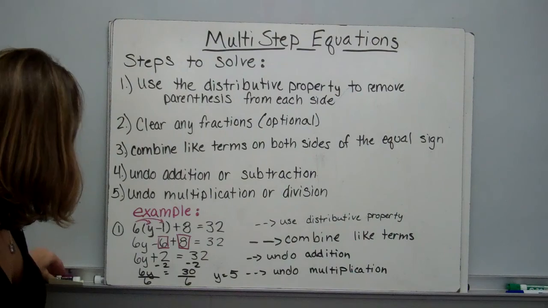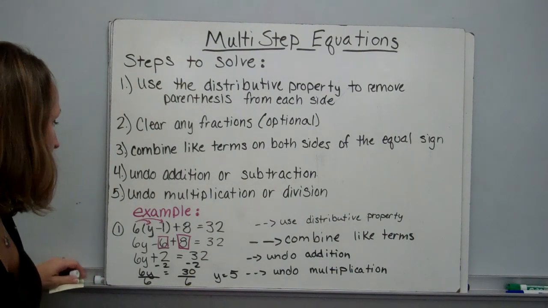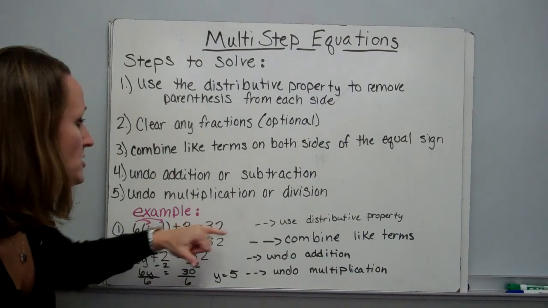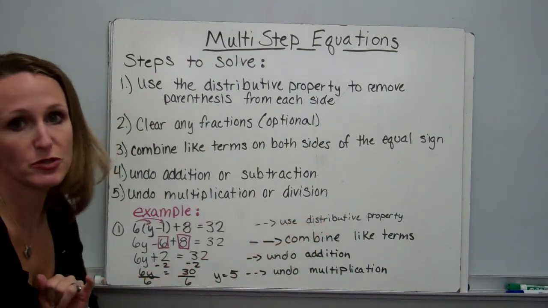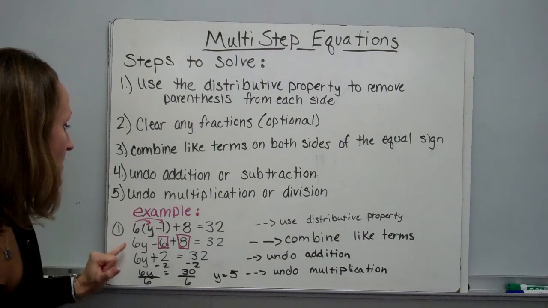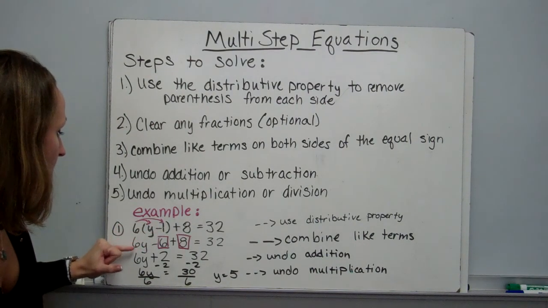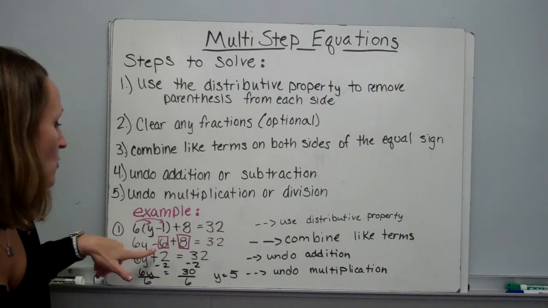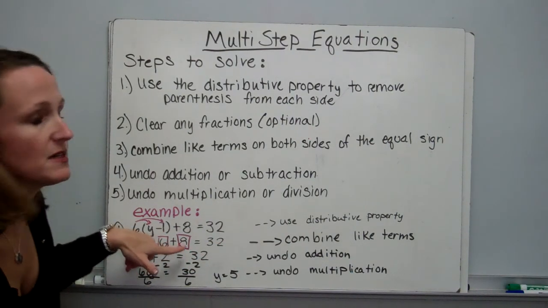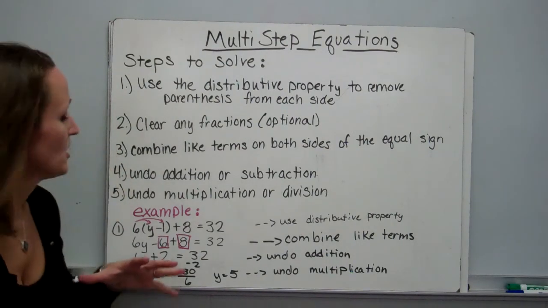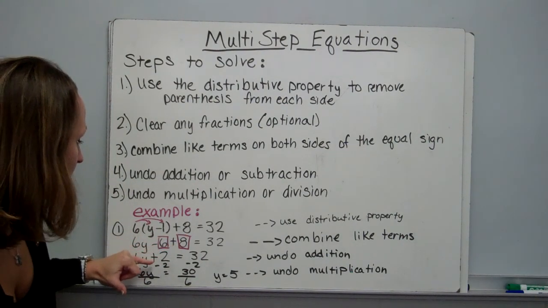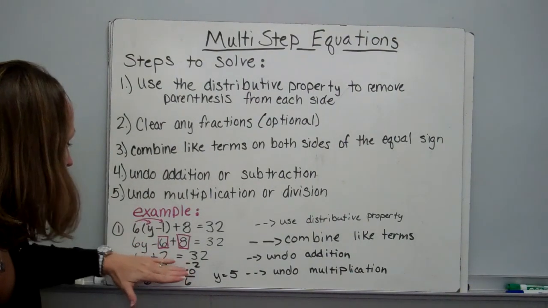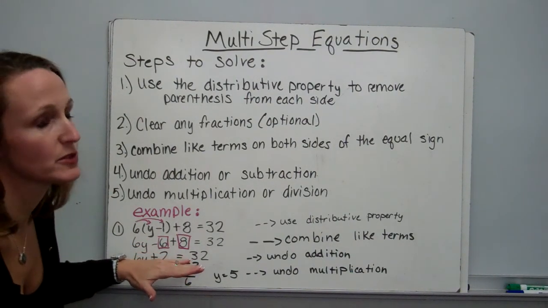So let's do a quick example. If you have 6 times (y minus 1) plus 8 equals 32. First, use your distributive property. So you're going to do 6 times y and then 6 times 1. You're going to get 6y minus 6 plus 8 equals 32. Well, this negative 6 and positive 8 are your like terms, so you're going to combine them to get a positive 2. So now you have 6y plus 2 equals 32.